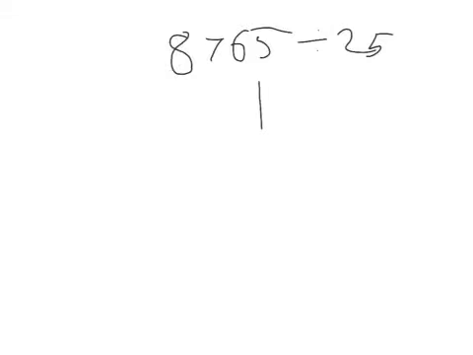Hello. Okay, you have to write out your question, which is 8765. No, you don't want to add, you're making it divided by 25. So then you do your bus stop, and you write 25 outside the bus stop and 8,765 inside.